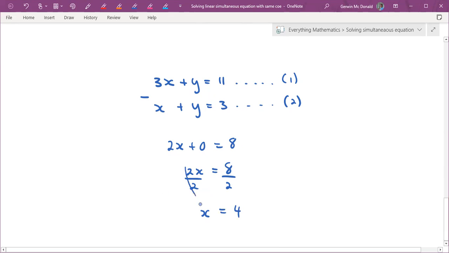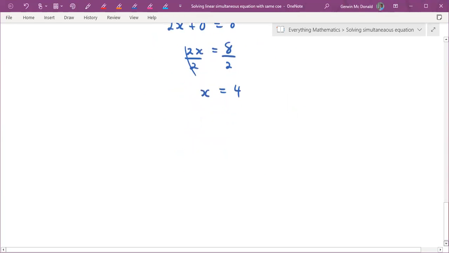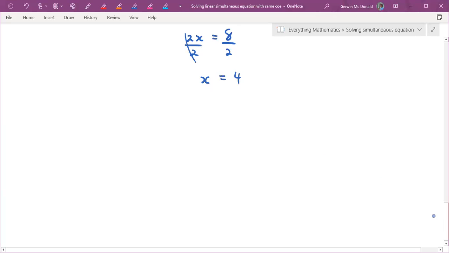Rules of equation: whatever I do on one side, you do on the other side to ensure that you sustain balance. And then we choose one of the equations. I will choose the second equation because it's a lot easier. So I'm going to sub x is equal to 4 into equation 2. Equation 2 was the easier one. Although it doesn't matter which one you choose, as I said, it should give you the same thing.